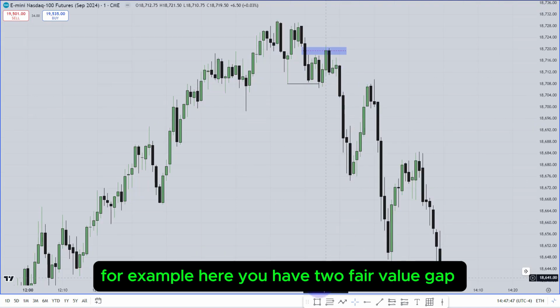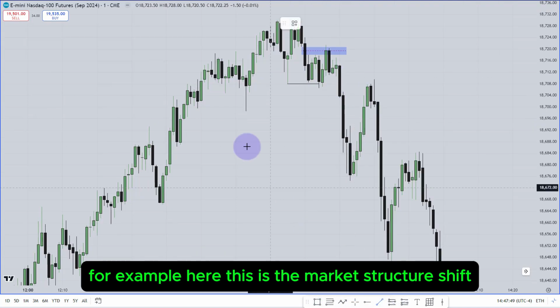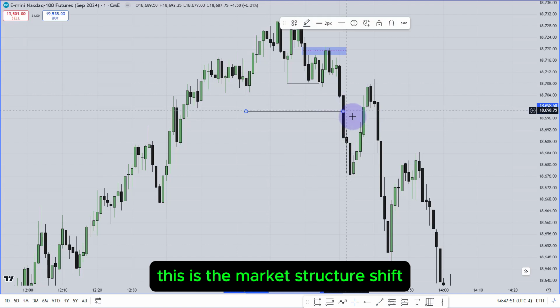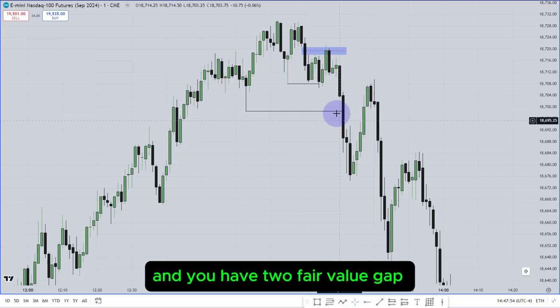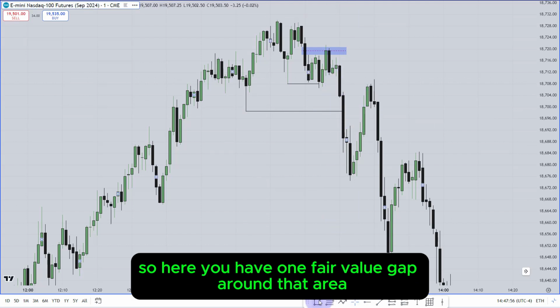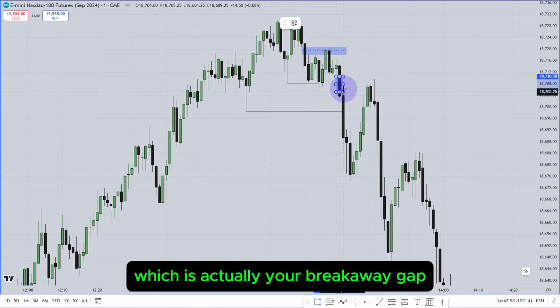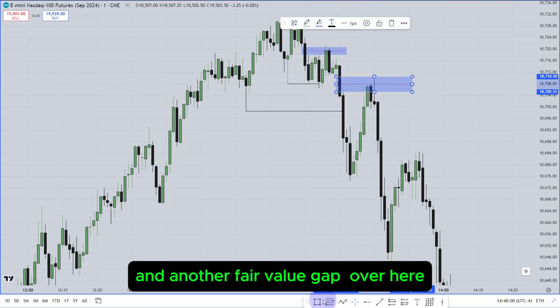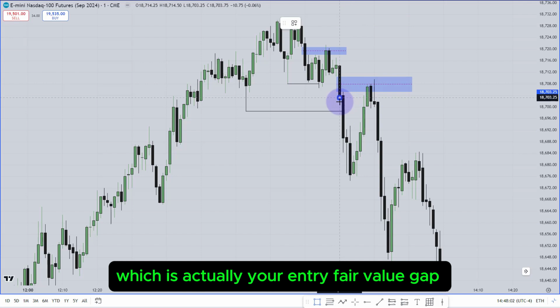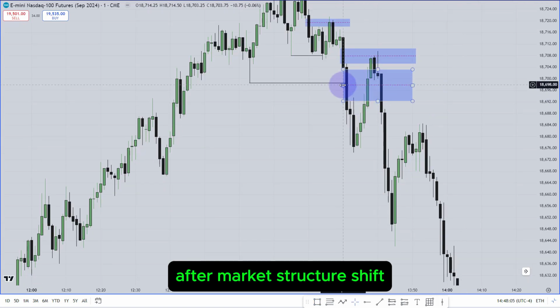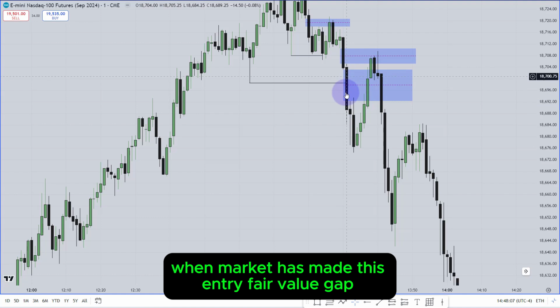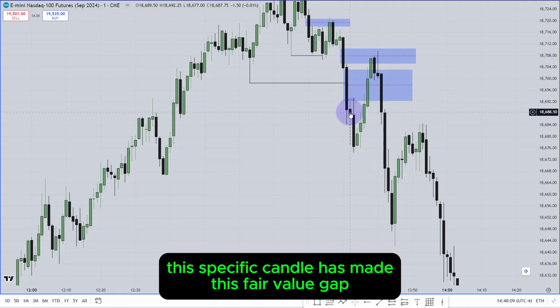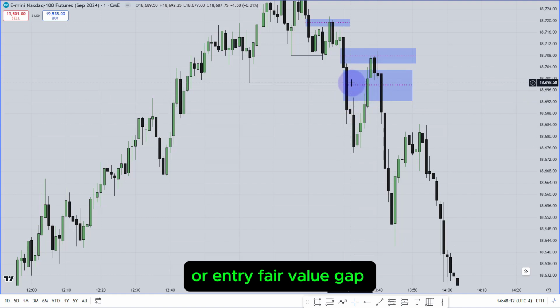For example, here you have two fair value gaps. Here this is the market structure shift, and you have two fair value gaps. So here you have one fair value gap around that area, which is actually your breakaway gap, and another fair value gap over here, which is actually your entry fair value gap. After the market structure shift, this specific candle has made this fair value gap, or entry fair value gap.